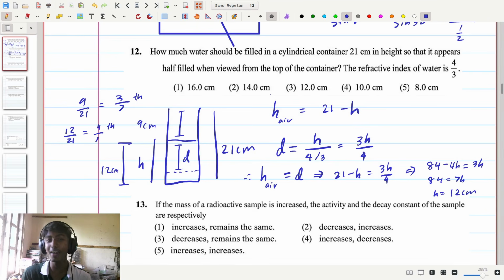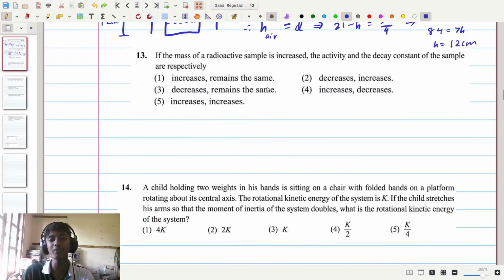It is not half empty or half full. It is instead 3/7 empty and 4/7 full. Now anyway, moving on to the next question.